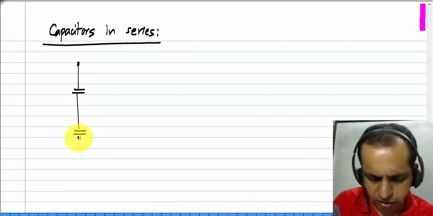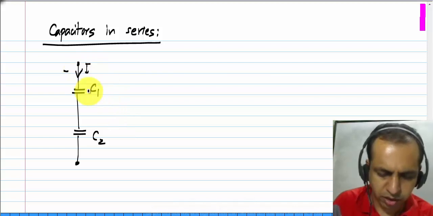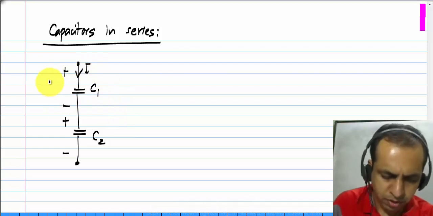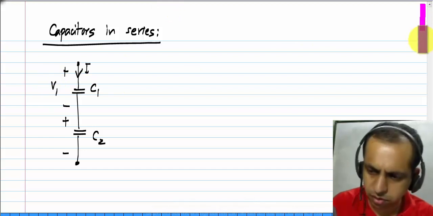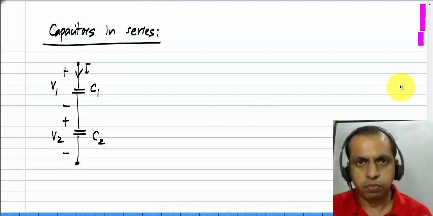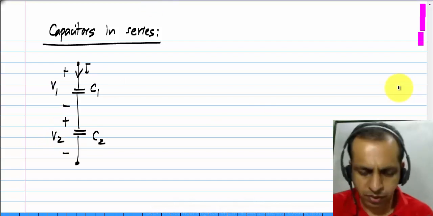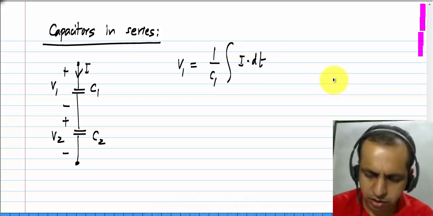So let me connect two capacitors in the usual way, C1 and C2, and let me mark the current I through them, and I'll mark the individual voltages V1 and V2. Okay. I know that the voltage V1 is 1 over C1 integral of the current. Okay.